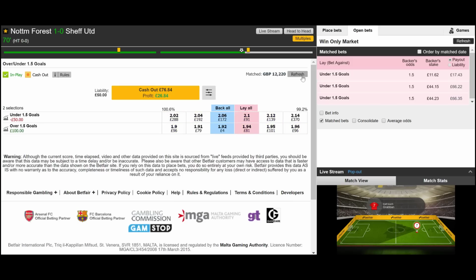So 1-0 Nottingham Forest, 70 minutes on the clock, and just a rough guesstimate, we've probably got about 10-15 minutes to get the goal that we need. So let's see what happens.